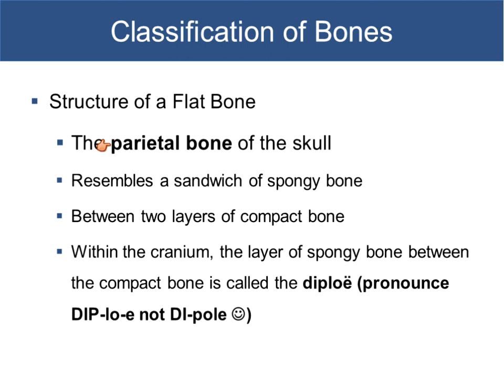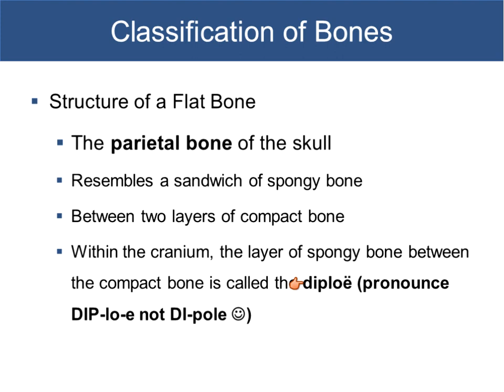Now for flat bones, like the parietal bones of your skull, remember you have two of them, a left and a right one, they resemble more of a sandwich-like configuration, where there's compact bone on the top and compact bone on the bottom. That would be like the bread. And then the inside of it is what we call the diploe. Diploe is a very high-resistance form of spongy bone. So this diploe will be able to resist stress in multiple different directions.